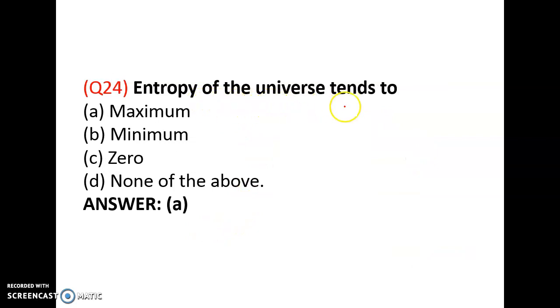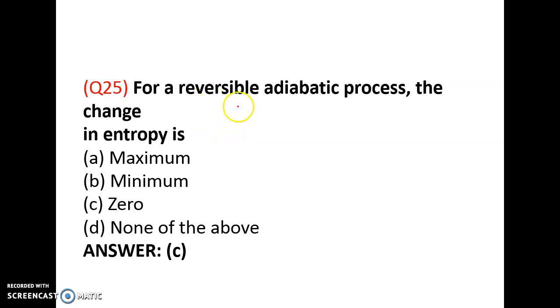Entropy of the universe tends to maximum, minimum, zero, or none of the above. The entropy of the universe always tends to be maximum. Option A is correct. For a reversible adiabatic process, the change in entropy is zero, ds equal to 0.